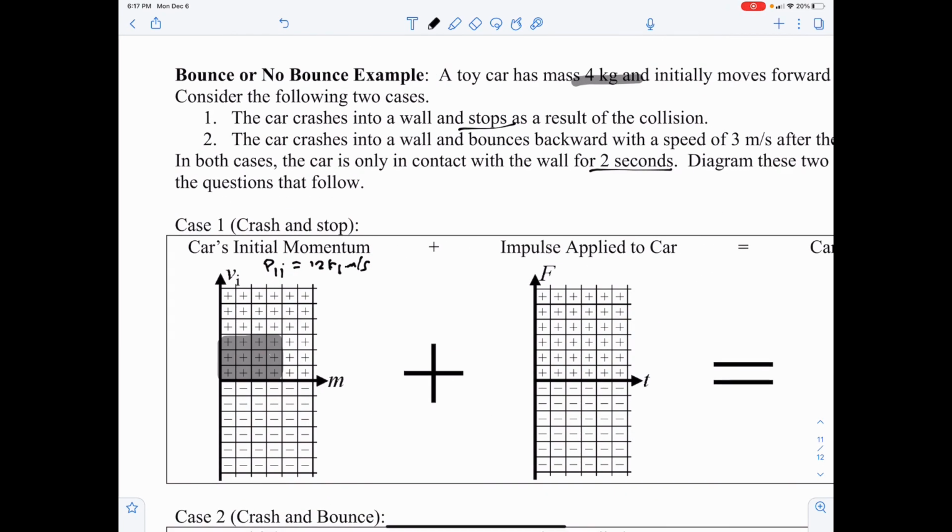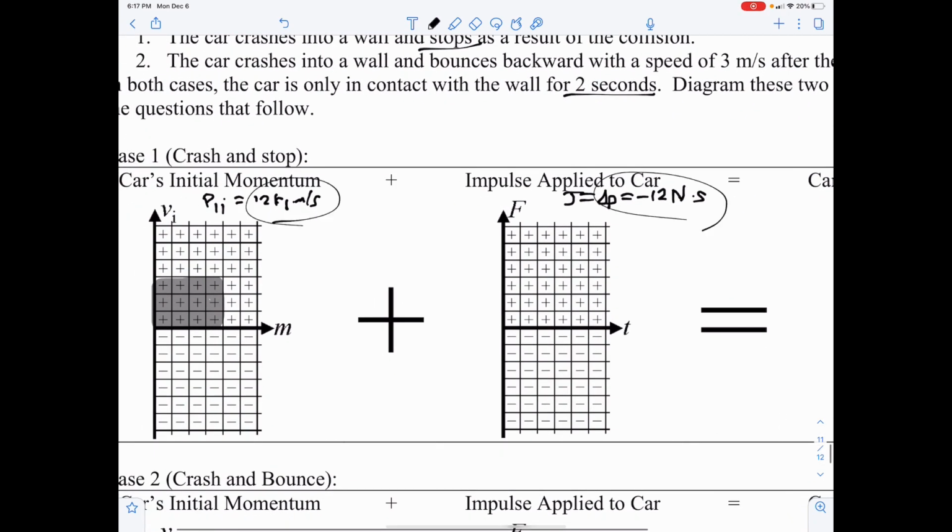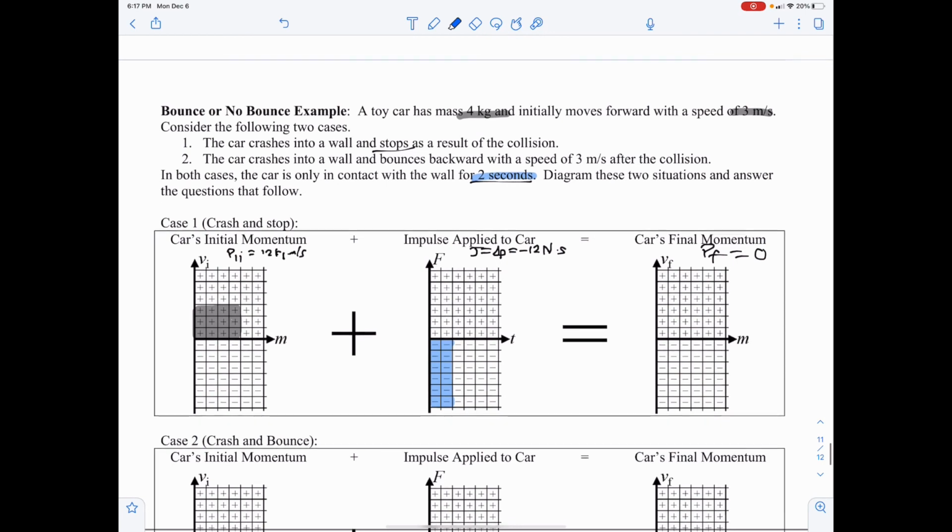The impulse that would need to be applied here, the change in momentum, would have to be negative 12. And I'll use Newton seconds. Remember, Newton seconds and kilograms meters per second are the same unit. But it's got to be negative to drop 12 down to 0. So how do I draw that? Well, if it's done for 2 seconds, that means it's going to be 6 newtons of force. So 6 newtons of force was required to do that.